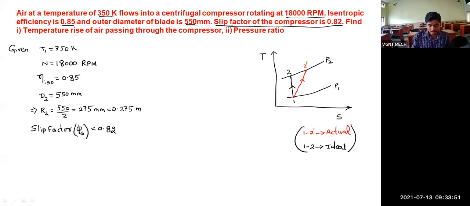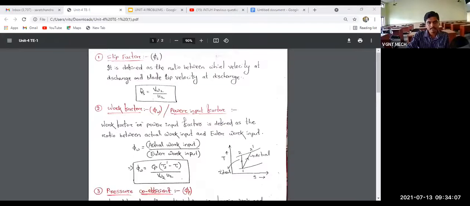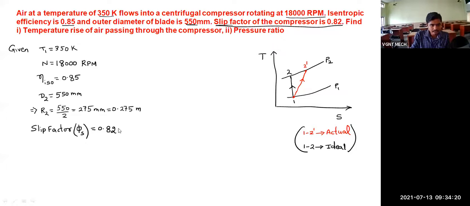And what is the formula of slip factor? The formula of slip factor is phi s equal to VW2 by U2. Okay, this is the formula of slip factor. So we will write here also: slip factor equal to 0.82, which is nothing but VW2 by U2.